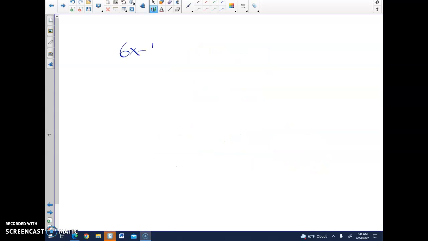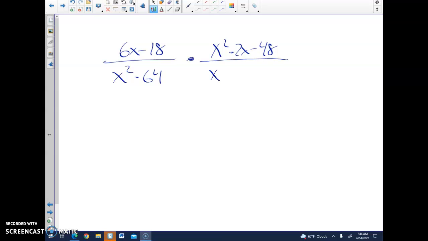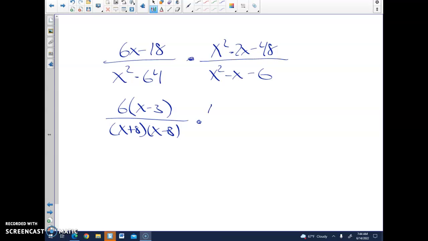When we multiply, we've got to factor all 4 sections. And remember, you simplify vertically and diagonally, and you multiply horizontally. So here I can take a 6 out, and I'm left with x minus 3. x plus 8, x minus 8, and we factor. Here we have x minus 8, x plus 6. And down here we have x minus 3 and x plus 2.